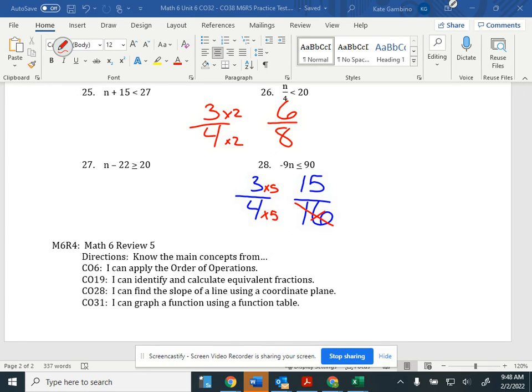Landon, does that make sense? Yeah. Because we know 3 can go to 15 and 4 can go to 16. But it's not equivalent fractions. So you have to multiply by the exact same, or divide. It works the same way going smaller.